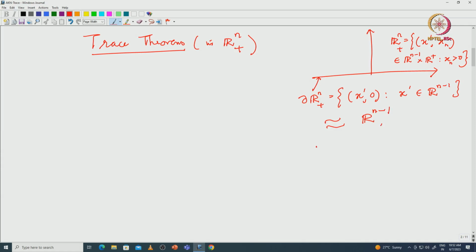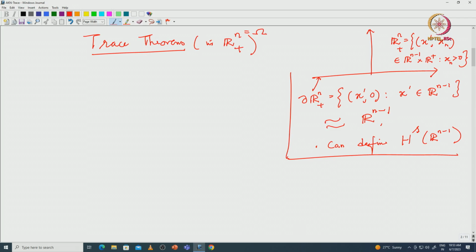So we can define H^s of R^(n-1). What is that? The set of all functions such that the Fourier transform, taken in R^(n-1), satisfies the weighted condition. You have to take the Fourier transform in the correct spaces, so keep this notation in mind. This is my omega now, so even if I use omega as R^n_+.